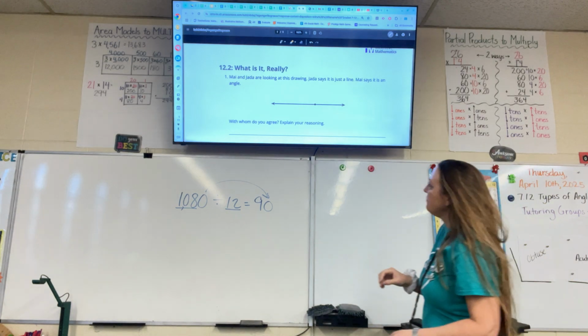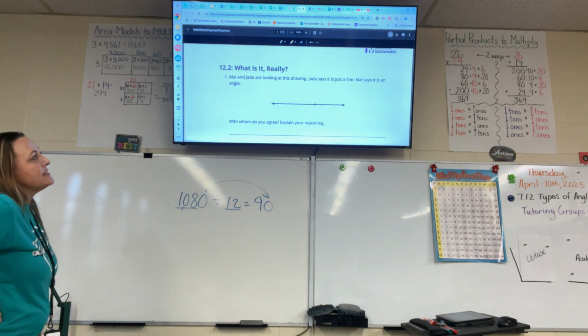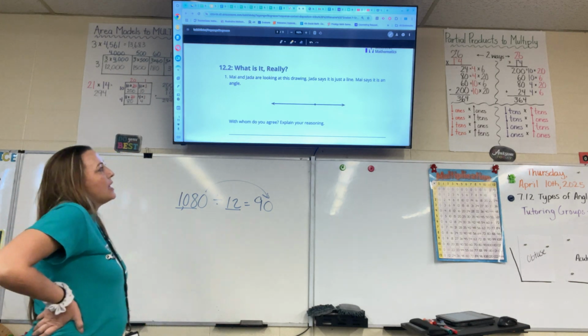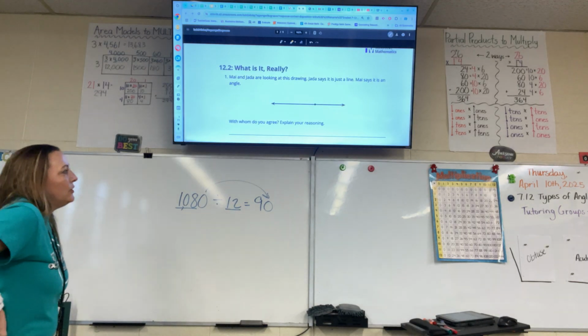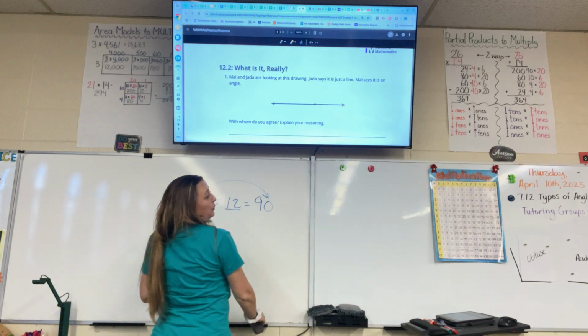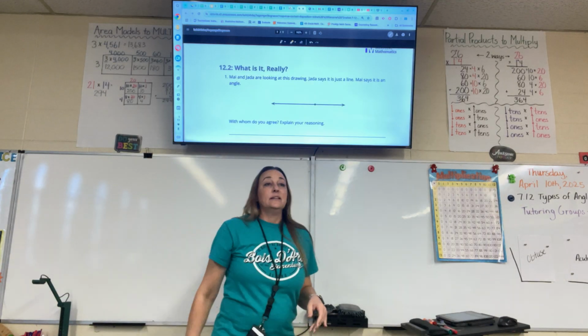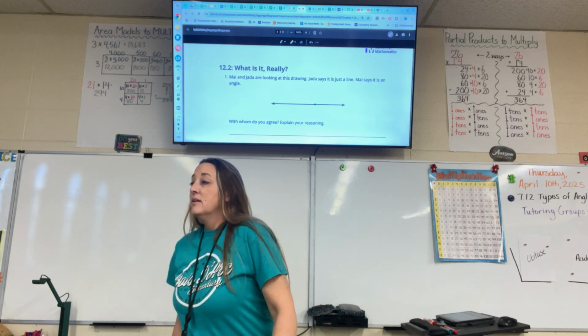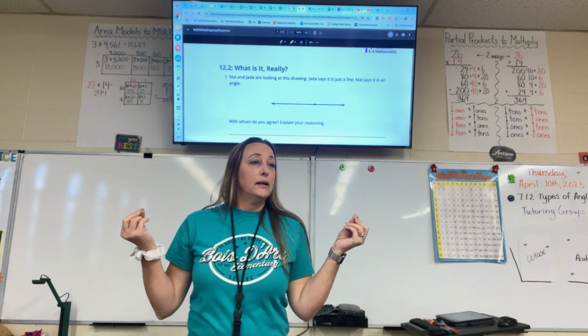Okay? Mai and Jada are looking at this drawing. Jada says it is just a line. Mai says it is an angle. With whom do you agree? Fancy language. Not who do you agree with or who's right. It's with whom do you agree?